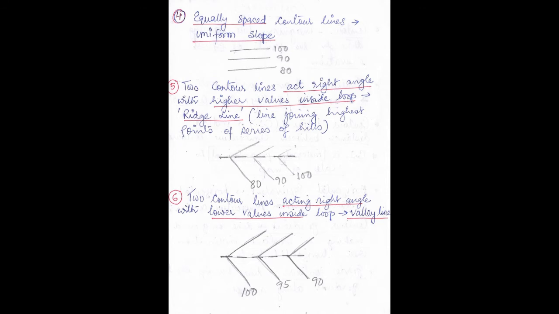Point number 4. Equally spaced contour lines represent uniform slope. That means here you can see three contour lines, 80, 90, 100. All these are equally spaced. So this represents uniform slope.